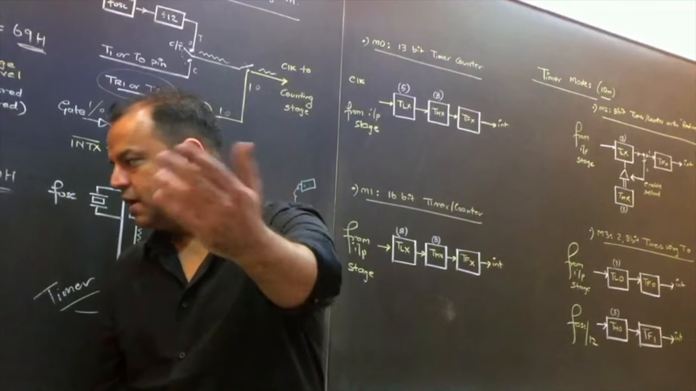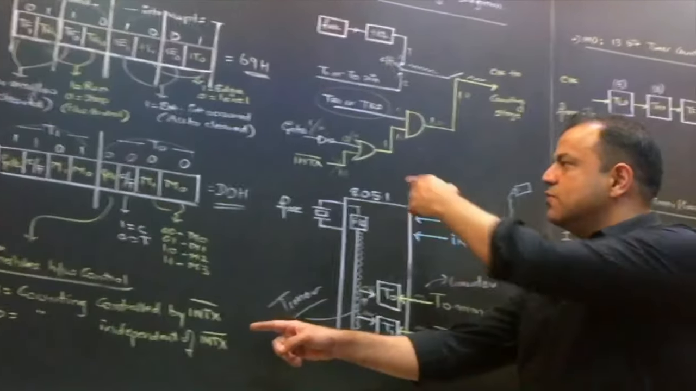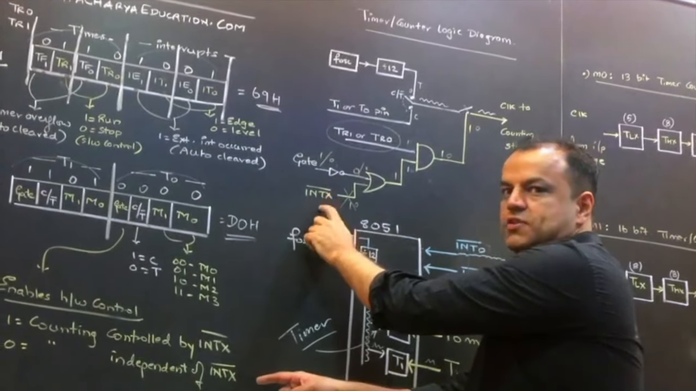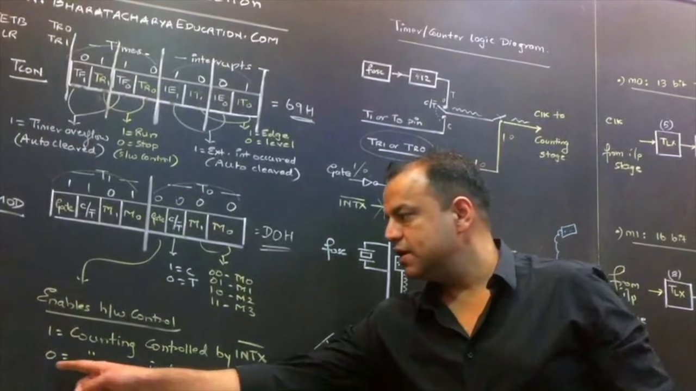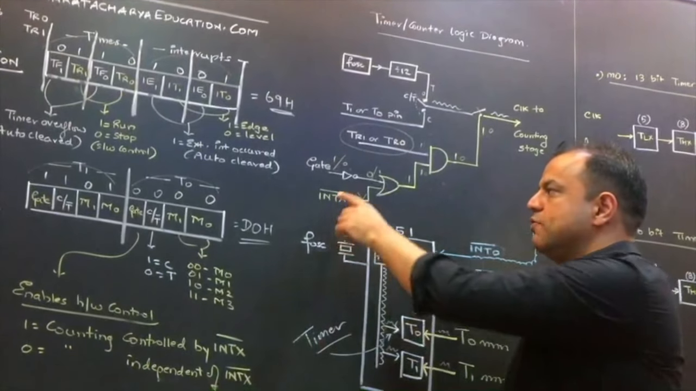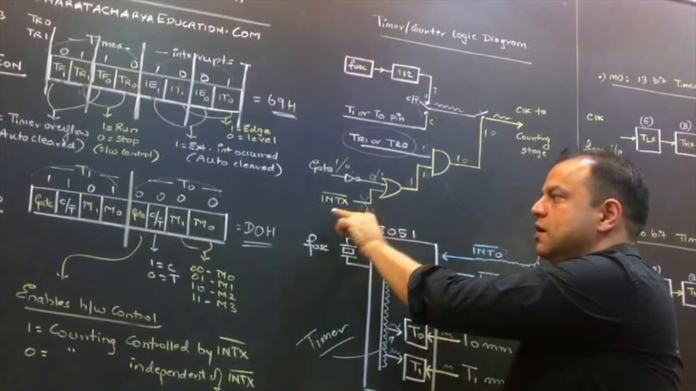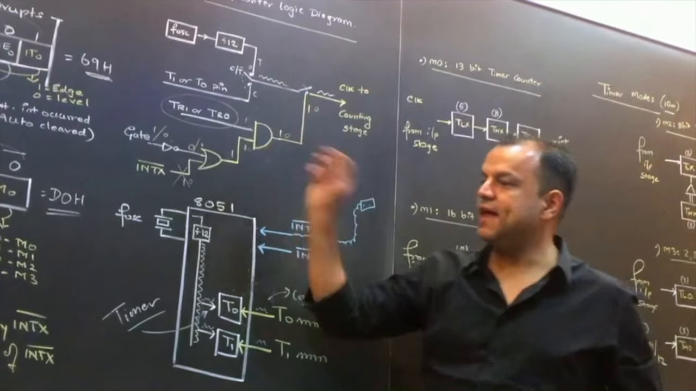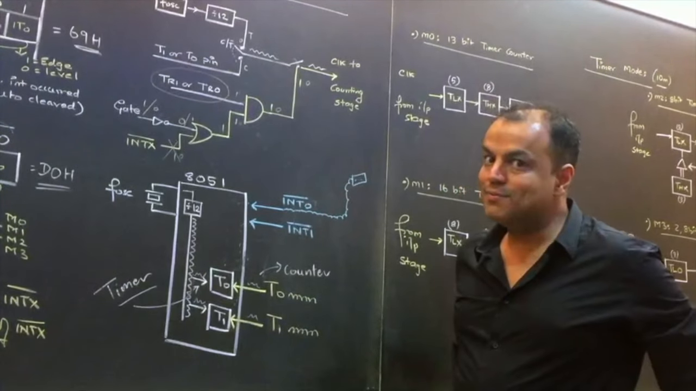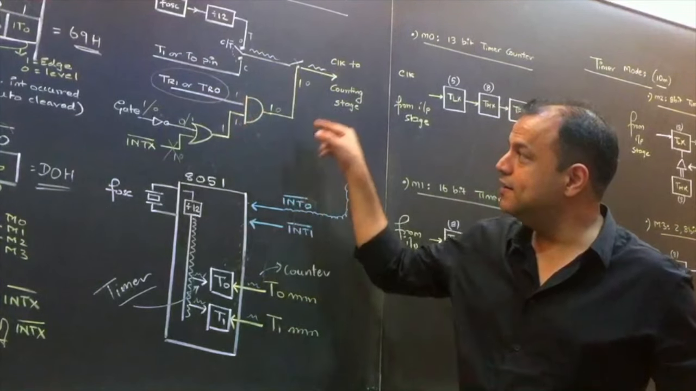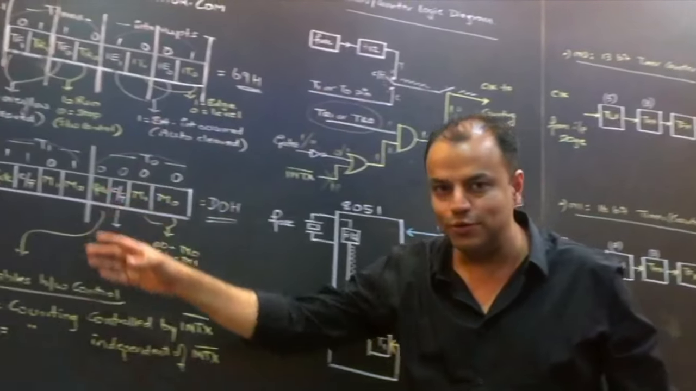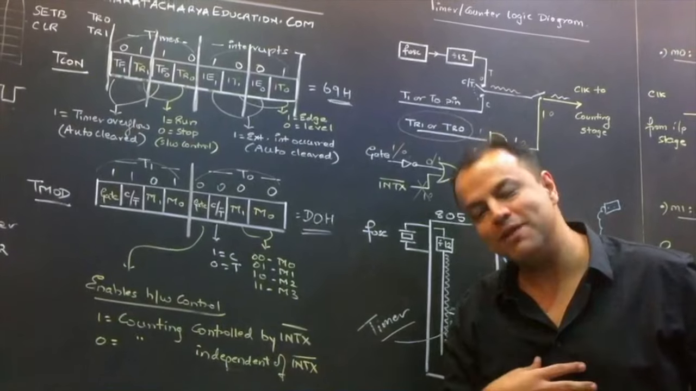So for the last time, if you keep gate 1, counting is controlled by INTX. So you have hardware control. Keep the gate bit as 0, counting is independent of INTX. If gate is 0, this becomes 1, counting is independent of INTX. That is the timer counter logic diagram. Now tell me, did this diagram explain whatever you learned over here? Exactly. So what am I trying to say?